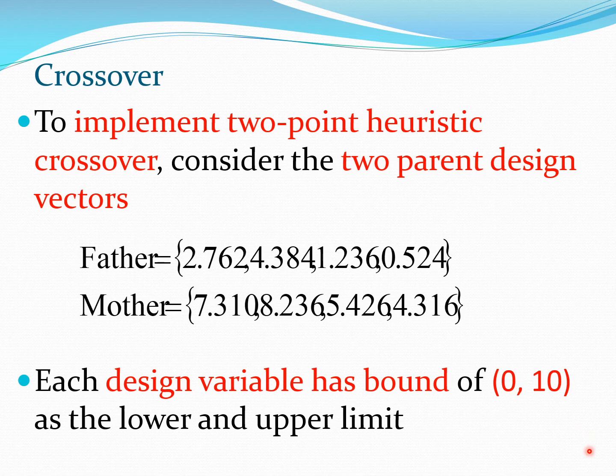To implement this two-point heuristic crossing, let us consider two parent design vectors. So these are the father and mother. So the first is, for example, 2.762, 4.384, 1.236, 0.524, and similarly for the mother vector. Now let us say that each design variable has a bound of 0 to 10 as the lower limit and the higher bound.